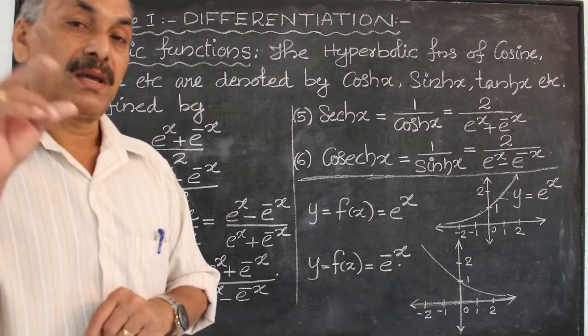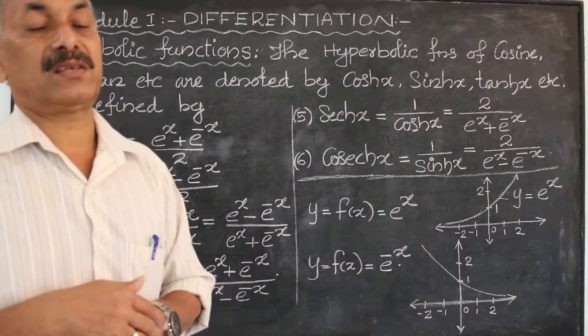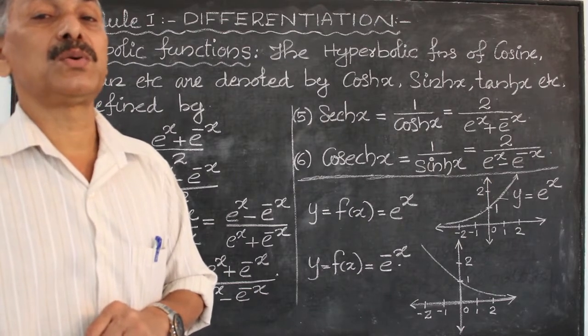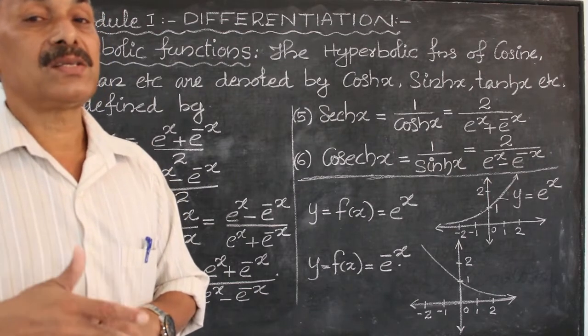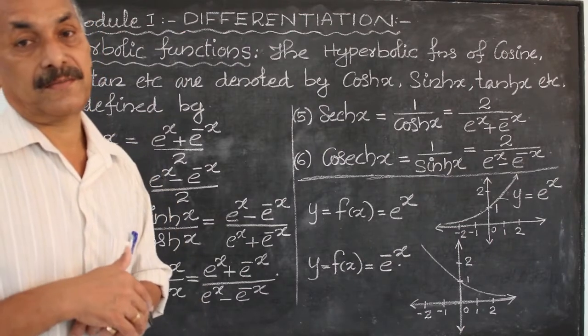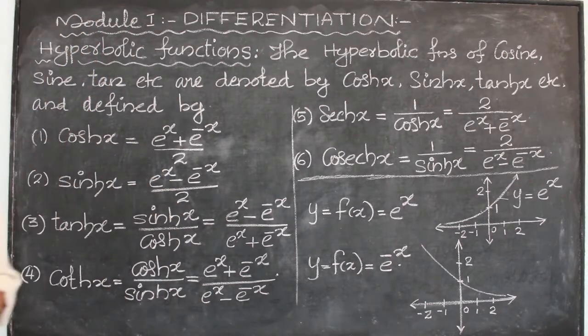Then secant hx, 1 divided by cos hx, is equal to 2 divided by e raised to x plus e raised to minus x. Then last, cosecant hx. Cosecant hx is equal to 1 by sin hx, that is 2 divided by e raised to x minus e raised to minus x. These are the hyperbolic functions of cosine, sine, tan and cot.